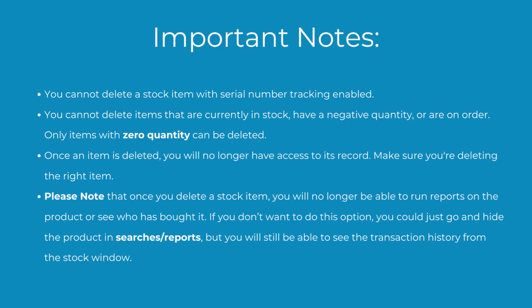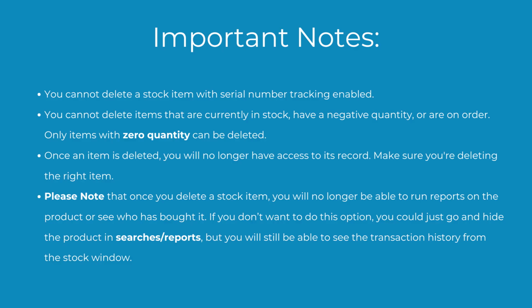Before deleting stock items, here are some important notes. You cannot delete a stock item with serial number tracking enabled. You cannot delete items that are currently in stock, have a negative quantity, or are on order. Only items with zero quantity can be deleted. Once an item is deleted, you will no longer have access to its record. Make sure you are deleting the right item.